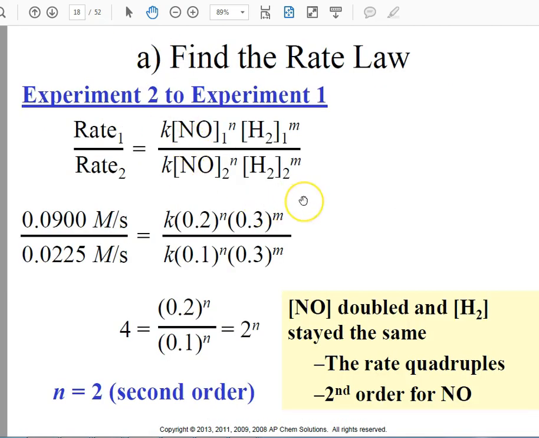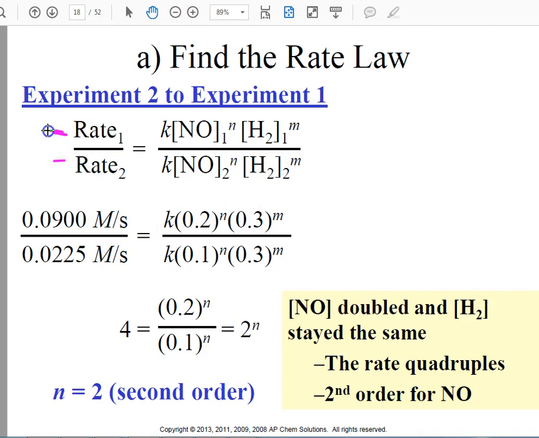So to find the rate order, what you can do is compare two experiments. So they're using experiment 1 and experiment 2. And they just write the rate law for each one as a fraction. So the rate law for experiment 1 is equal to K times the concentration of NO in experiment 1 raised to some order, the concentration of H2 raised to some order, divided by, and then they do rate 2. Rate 2 equals rate constant, concentration of NO in experiment 2 raised to the order, concentration of H2 in experiment 2 raised to the order.